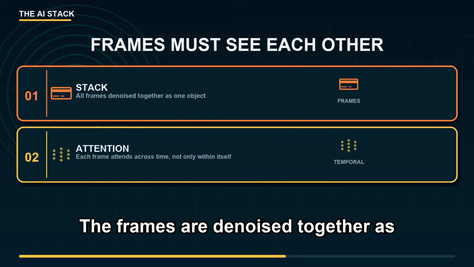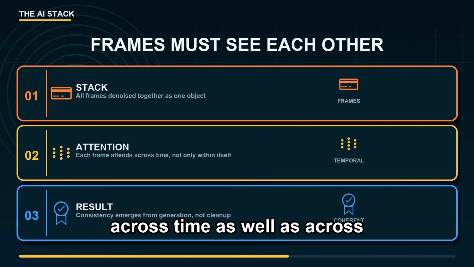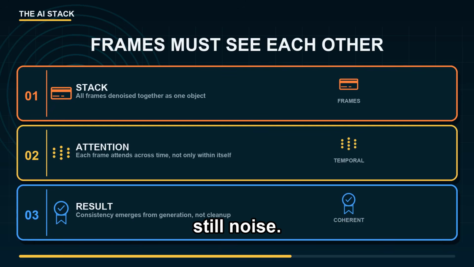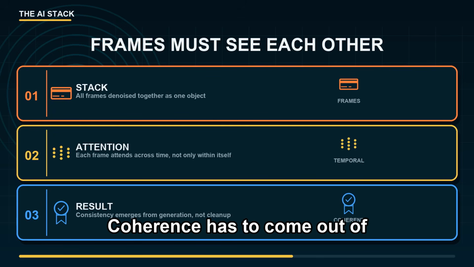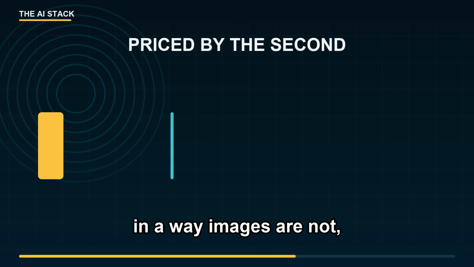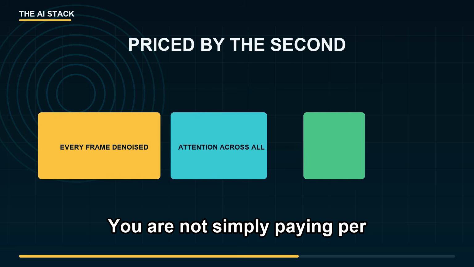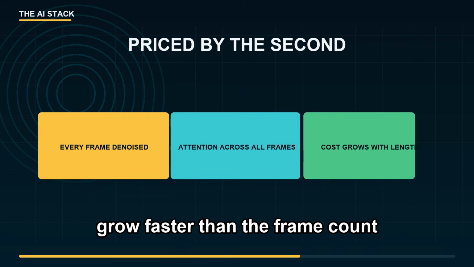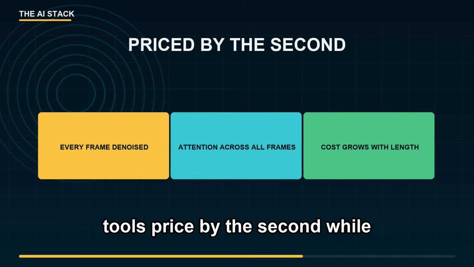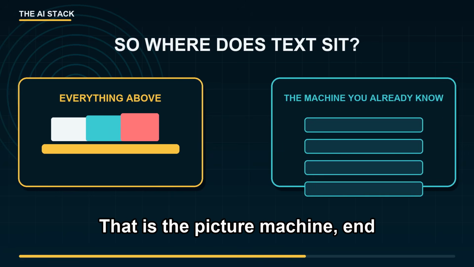The frames are denoised together as a single object, with attention reaching across time as well as across the picture. Frame 12 can see frame 11, while both are still noise. Coherence has to come out of the generation. Which is why video is expensive in a way images are not, and why the clips are short. You are not simply paying per frame. Attention across time makes the cost grow faster than the frame count does, and that is why video tools price by the second, while image tools price by the picture. That is the picture machine, end to end.